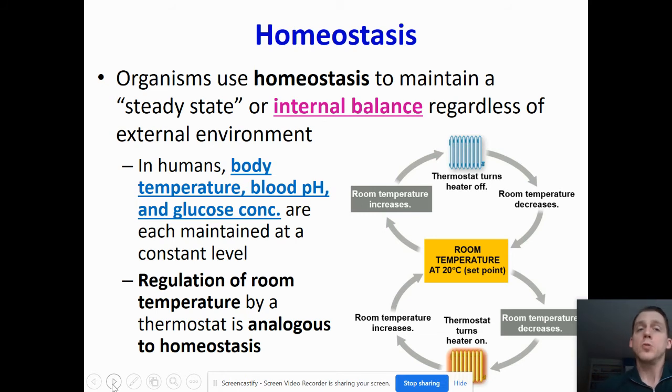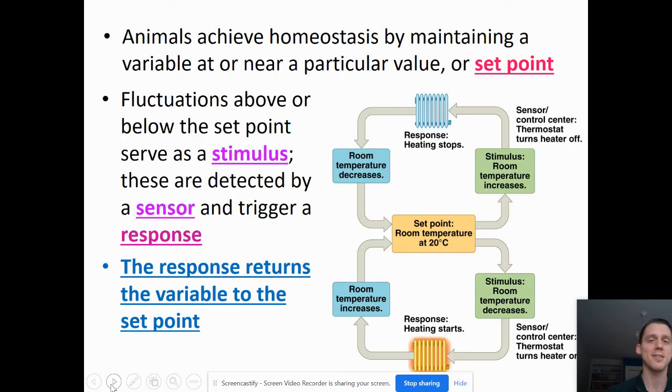So organisms use homeostasis to maintain an internal balance, as we've already gone over. This should be a little bit of review. Temperature, pH, glucose concentration, we have a set point, and if we go above or below that set point, negative feedback loops should kick in to bring things back to normal, right? Just like this analogy that we've talked about before with the heater turning on or the heater turning off to keep our room at homeostasis.